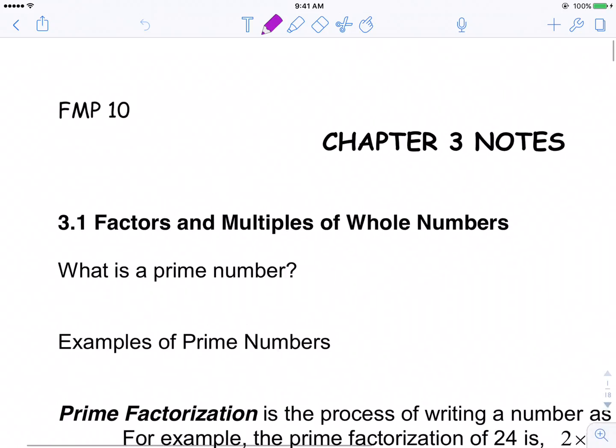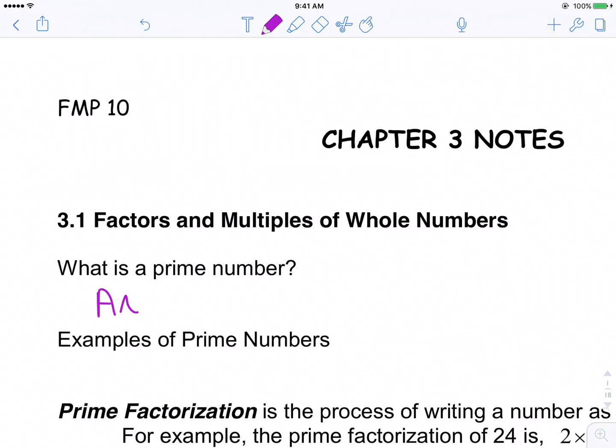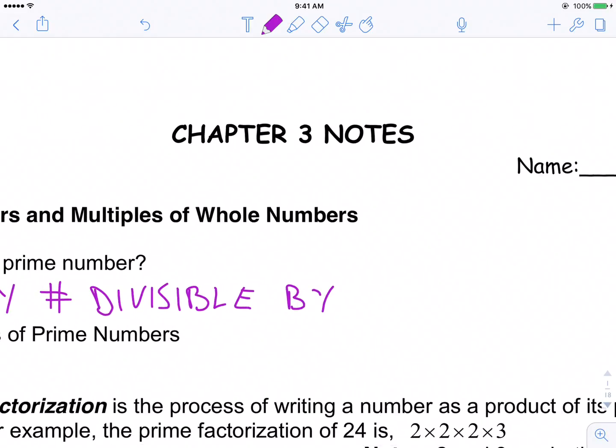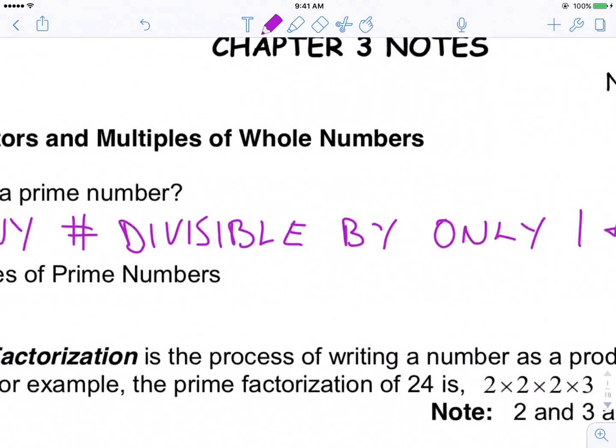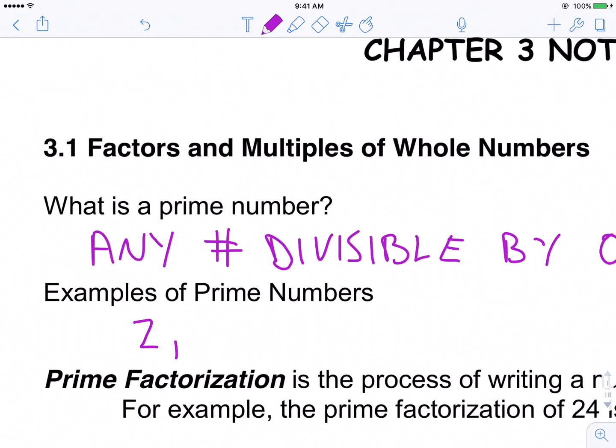A prime number is any number divisible by only 1 and itself. Some examples would be 2, 3, 5, 7, 11, 13, and so on and so on.